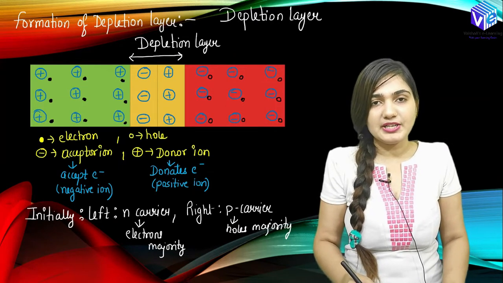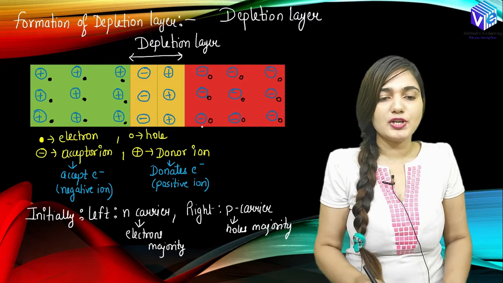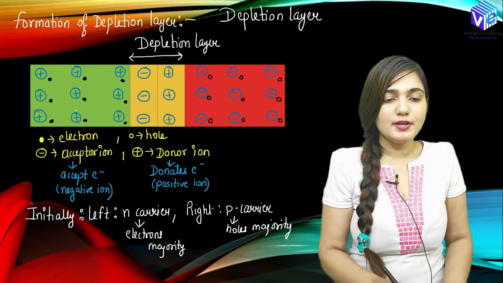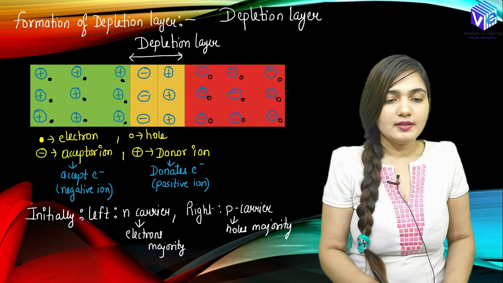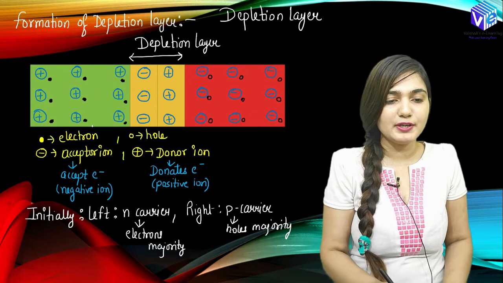Now coming to the depletion layer. What is the depletion layer? First of all, we are going to see the formation of the depletion layer. So here you can see we have this type of material and this type of material. Both of them are different to each other.